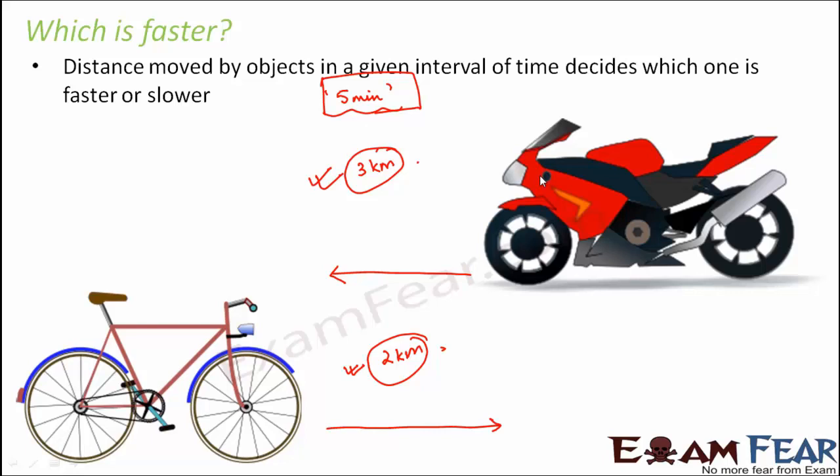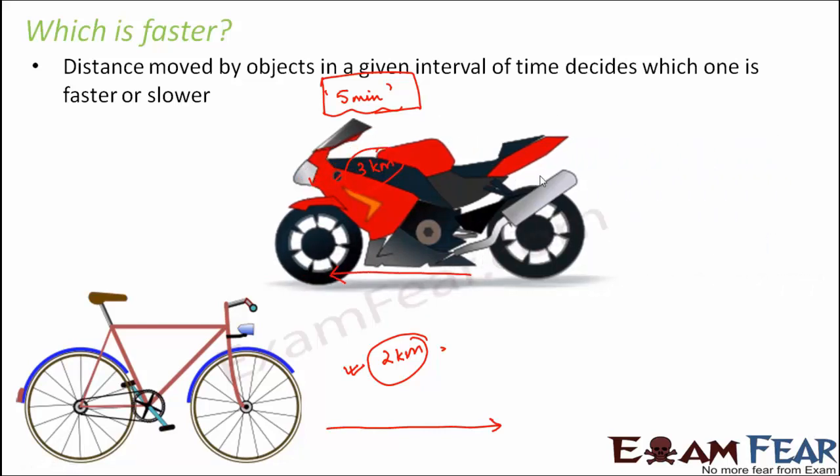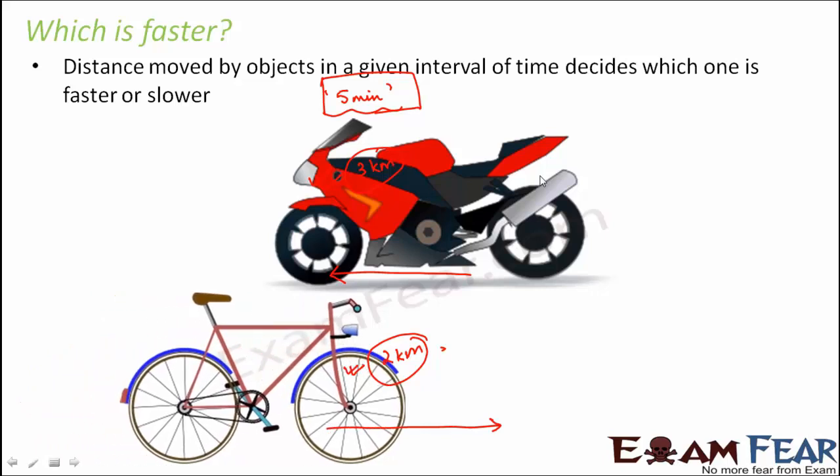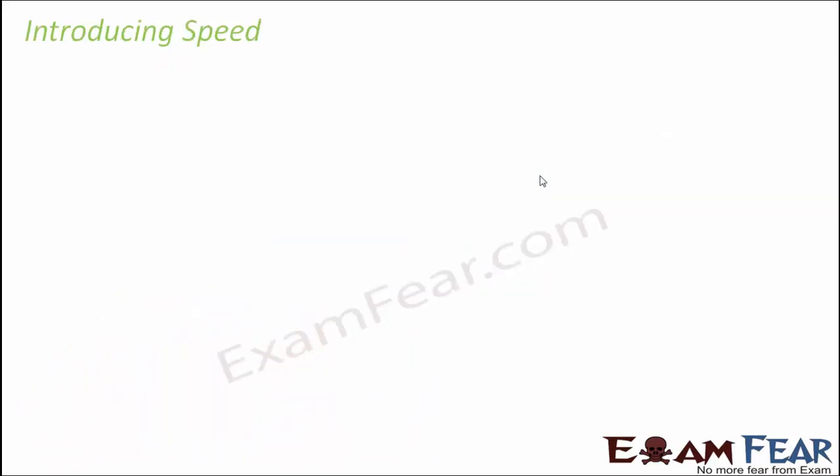So fast or slow is actually defined by the rate of change of position with time. That is how fast the position is changing with time. When we were talking about motion, we were only talking about the change in position with time. But when we talk about the fast or slow speed of a vehicle, we are talking about the rate at which the position is changing with time. That is how we can say that the bike is faster and the bicycle is slower.